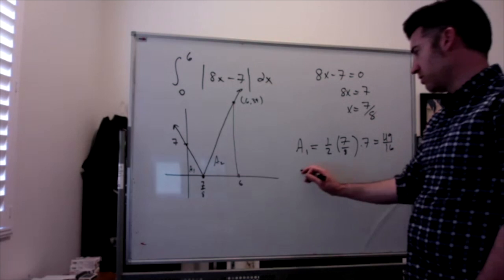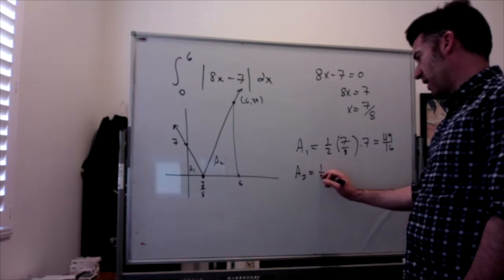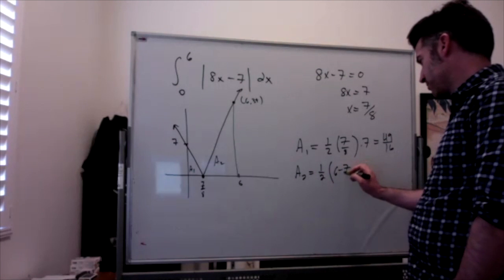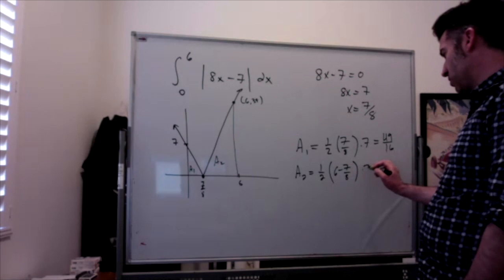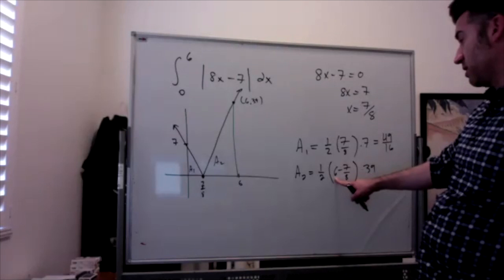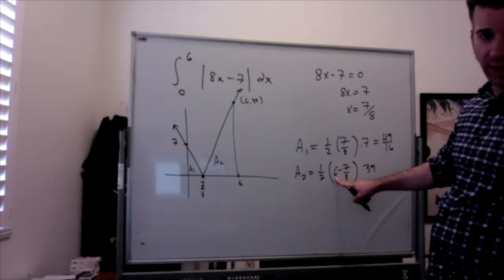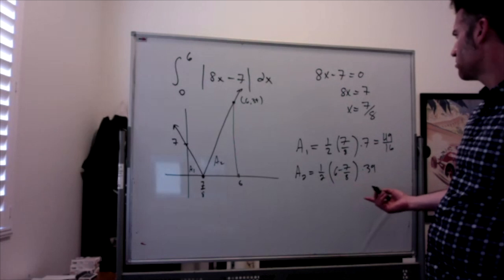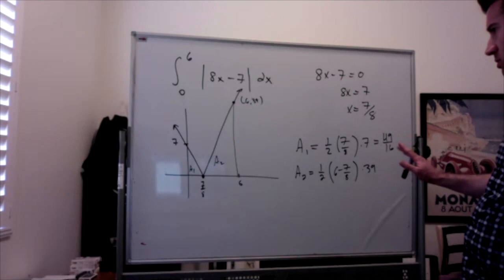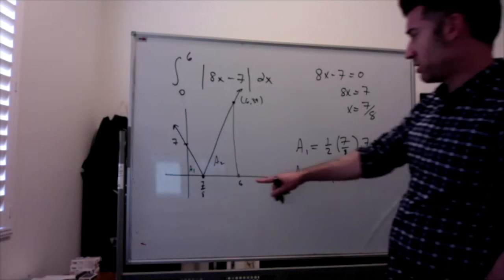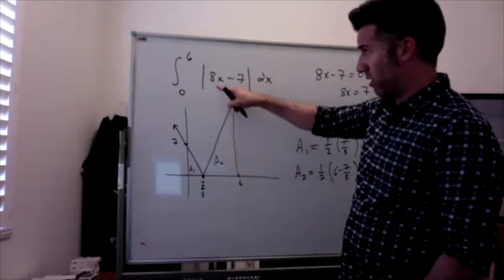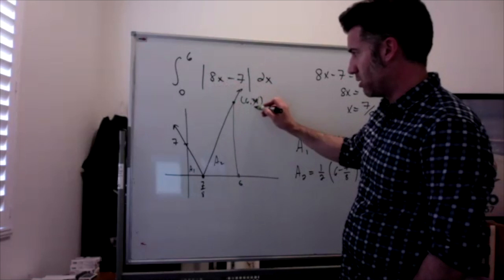For the second triangle, the area is again 1/2 the base, which is, I'm just going to write 6 minus 7/8, times the height, which is 39. All right, that's kind of terrible, but fine. 6 is 48/8. 48 minus 7 is, I feel like I'm making a mistake here. One second. I just want to make sure I'm not doing something stupid. I plugged in 6. I did make a mistake. And when I plugged in 6 here, I got 48 minus 7, which should be 41, not 39.